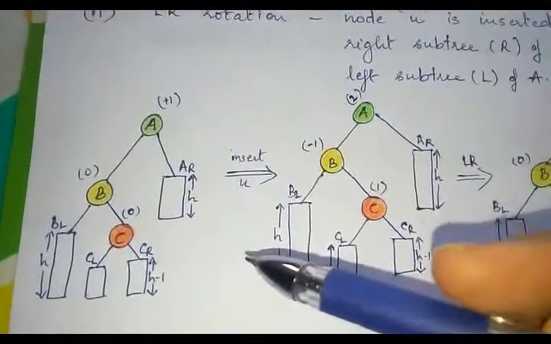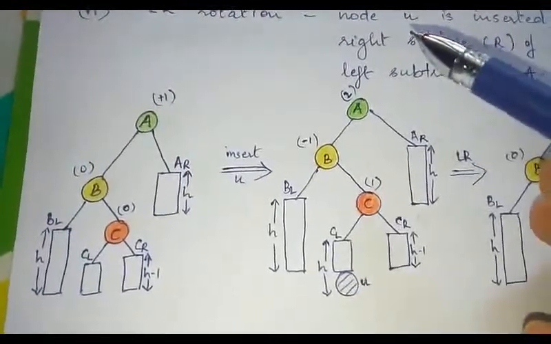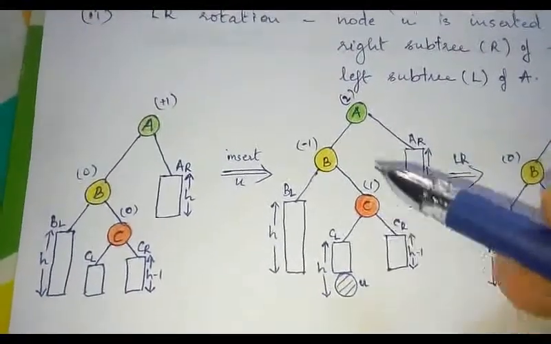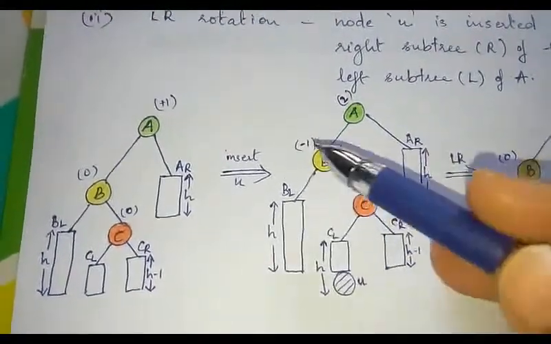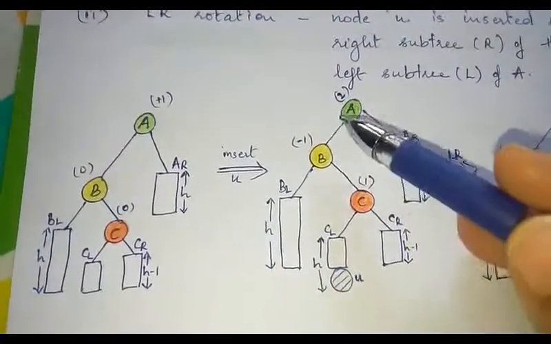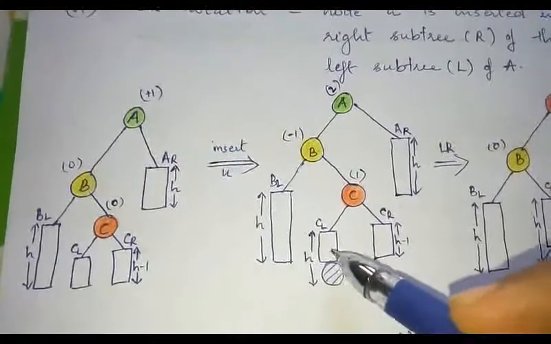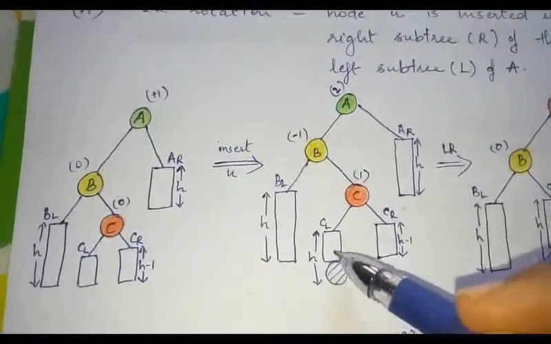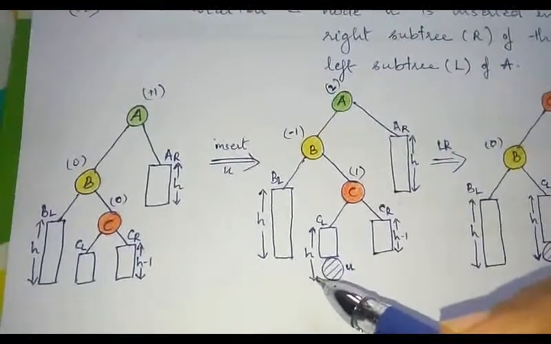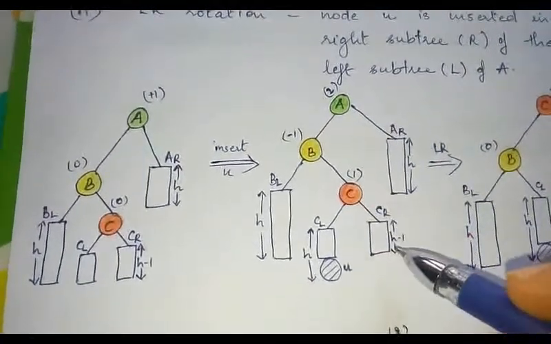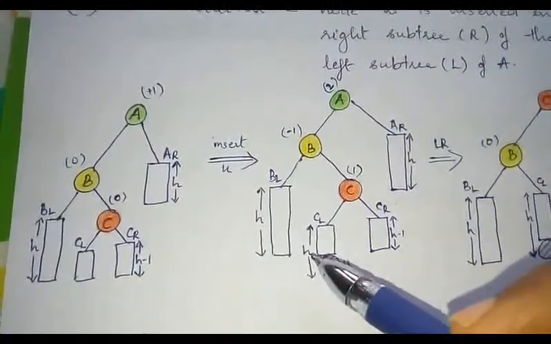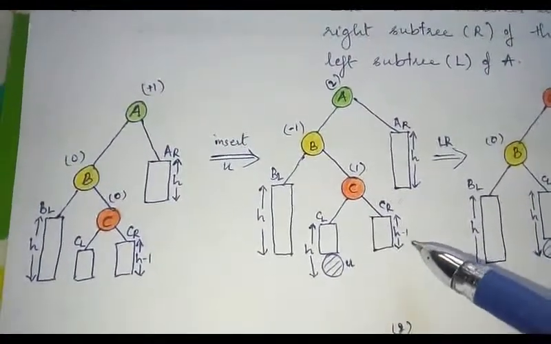Now you are going to insert a node U to the right subtree of the left subtree of A. Okay, right subtree of the left subtree of A. So U is inserted here. Now when U is inserted, the left subtree of C will have a height of h, and the right subtree is at height h minus 1. So the balancing factor of C will become h minus (h minus 1), that is 1.